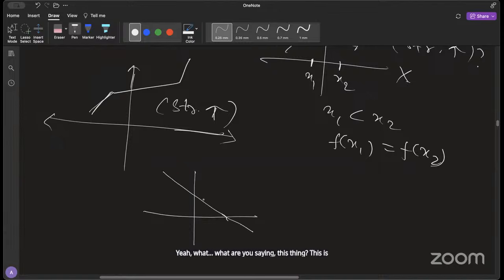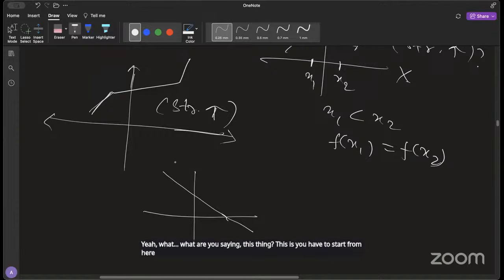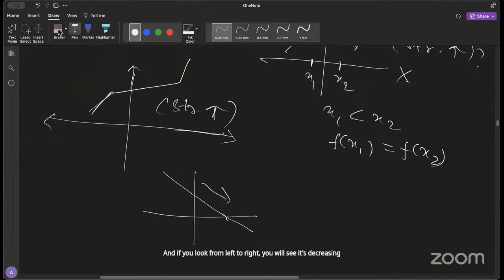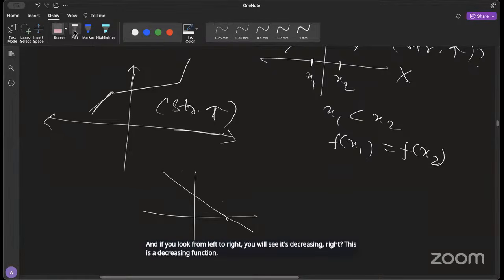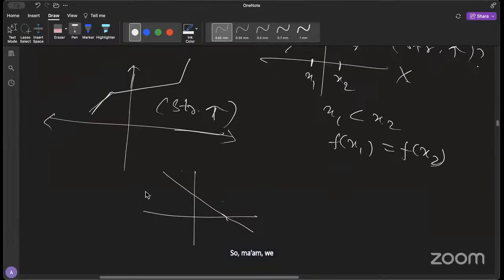This is decreasing. You have to start from here, you only have to start from this side. If you look from left to right, you will see it's decreasing, right? This is a decreasing function. You have to go from here to here, and then see if it's decreasing or increasing or what's happening.